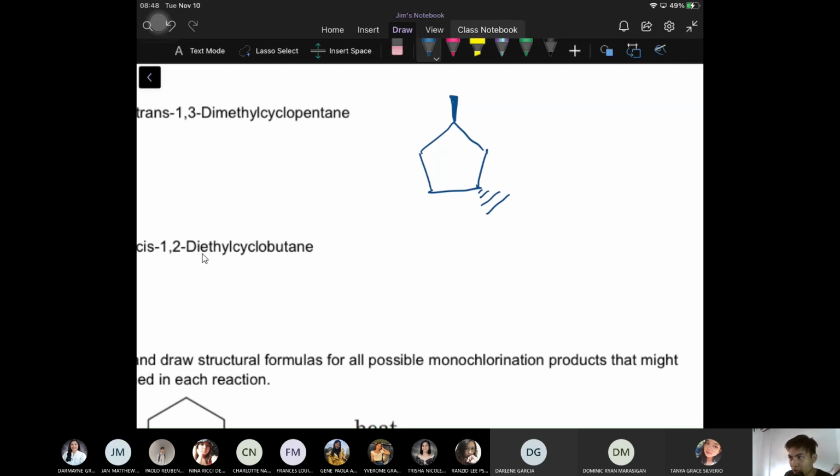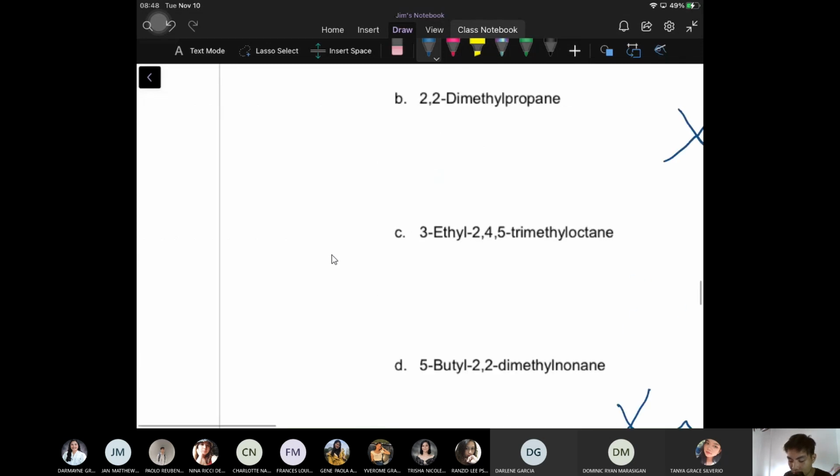So let's have this one. Cis-1,2-diethylcyclobutane. Cyclobutane is the parent.